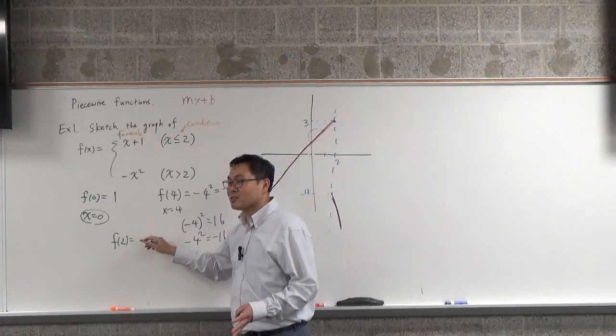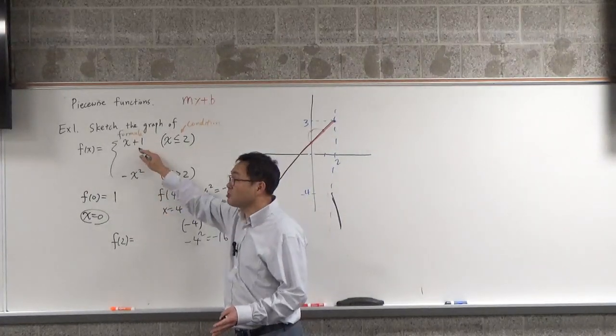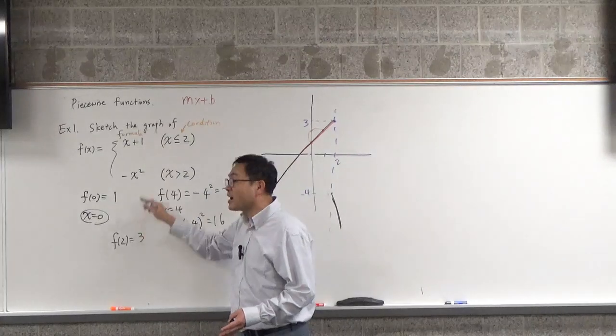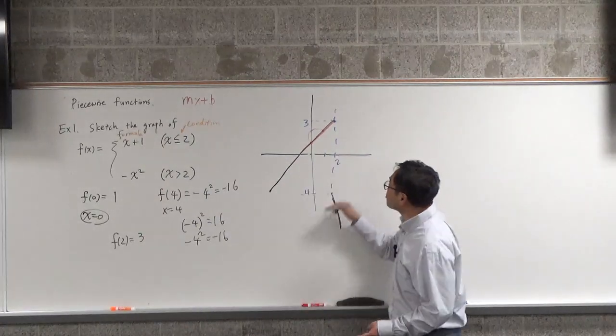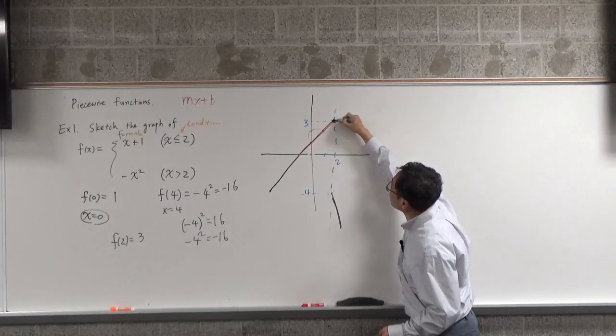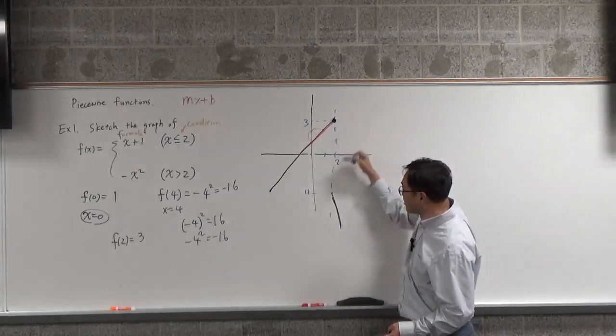F of 2 is? It's this one, right? It's 3. It's not -4. So the actual value of 2 is 3. So we put a closed circle, and this is no good.